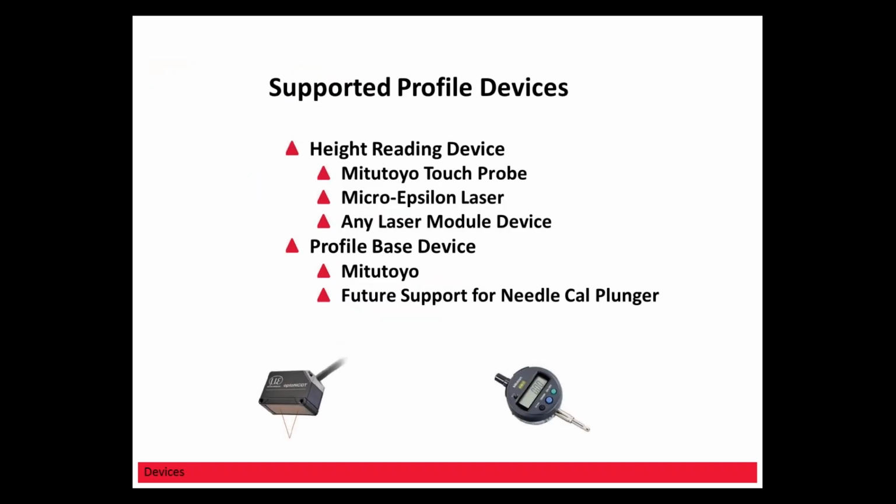Devices supported for 3D profiling. So currently we have the mid-coil touch probe and micro epsilon laser for the height sensing. That's the device that looks down and measures the substrate height. And then currently there is a mid-coil base profile device, and that's the plunger that the run tools touch off.